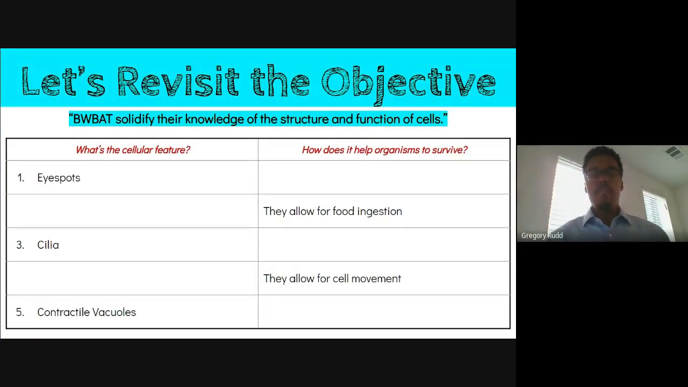All right, so let's see if we can fill this out. So we talked about really 5 different types of cellular adaptations. The first one we talked about was an eye spot. What does the eye spot do? How does it help the organism to survive?